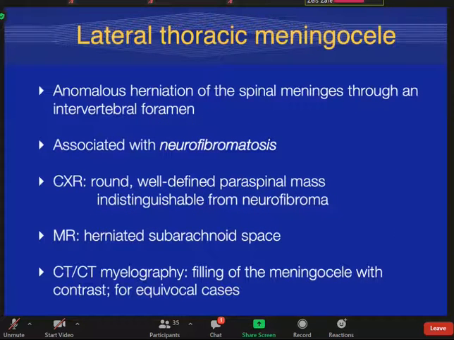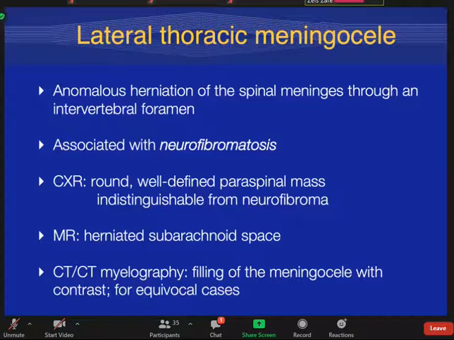For cyst formation, we have lateral thoracic meningocele, which is an anomalous herniation of the spinal meninges through an intervertebral foramen. It is associated with neurofibromatosis. Chest radiographs typically reveal a round, well-defined paraspinal mass that is indistinguishable from a neurofibroma.